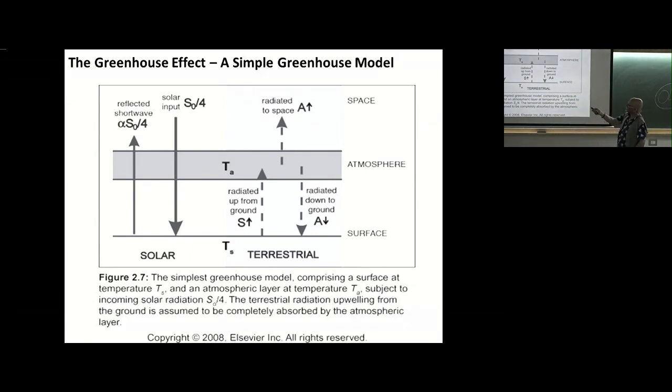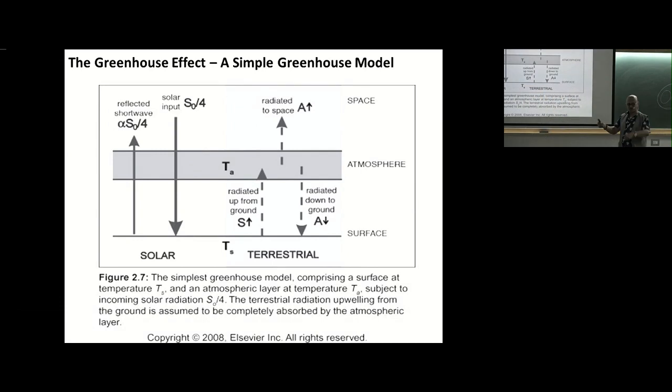So you have S0 over 4 coming in, this much is being reflected directly, and you have now added an atmosphere with some average temperature of TA. This energy that heats the surface is going to try to go out. That's the OLR from the surface, let's call it S. This energy is going to heat the atmosphere, and we are assuming that all the energy is being absorbed by the atmosphere, which is a simplifying assumption, but it doesn't matter.